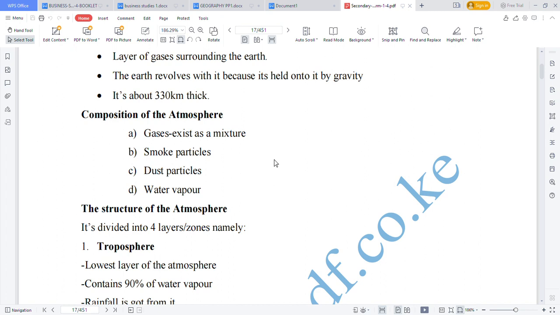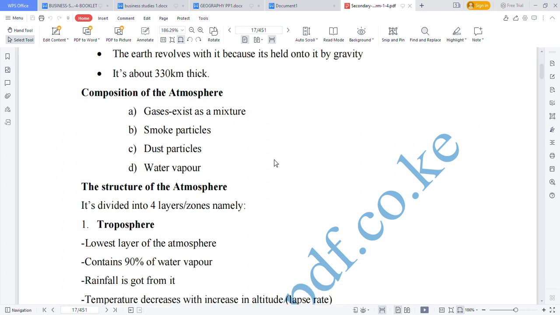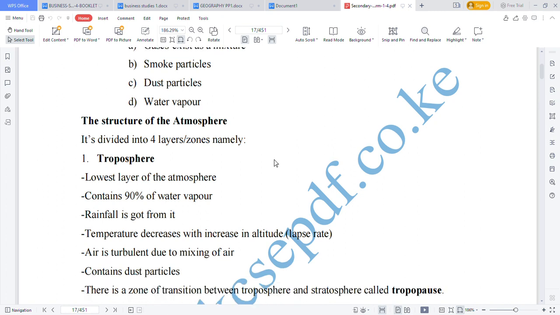What is the composition of the atmosphere? Another question which is very important. Gases exist as a mixture, with smoke particles, dust particles, and water vapor. So those are the composition of the atmosphere.